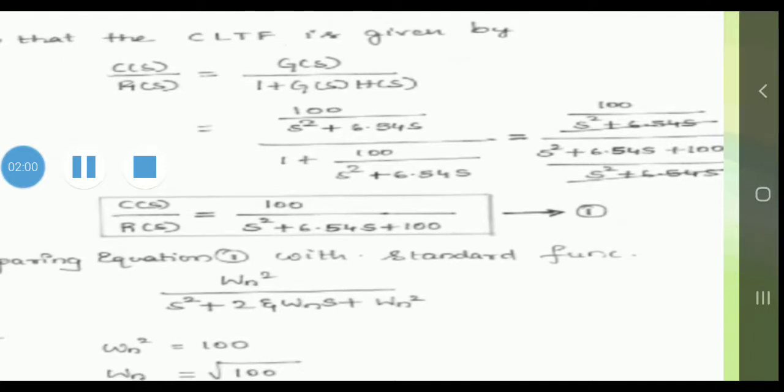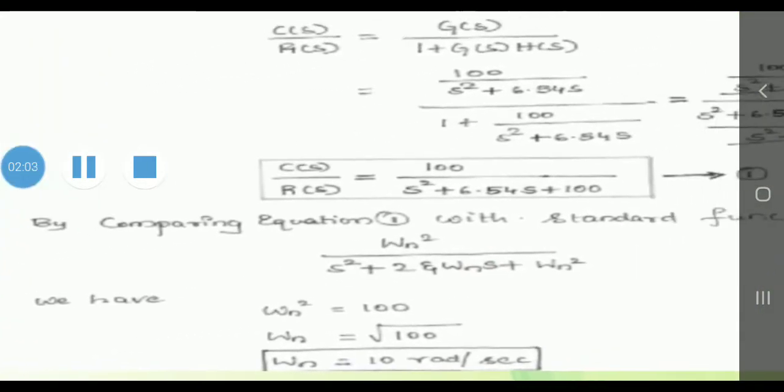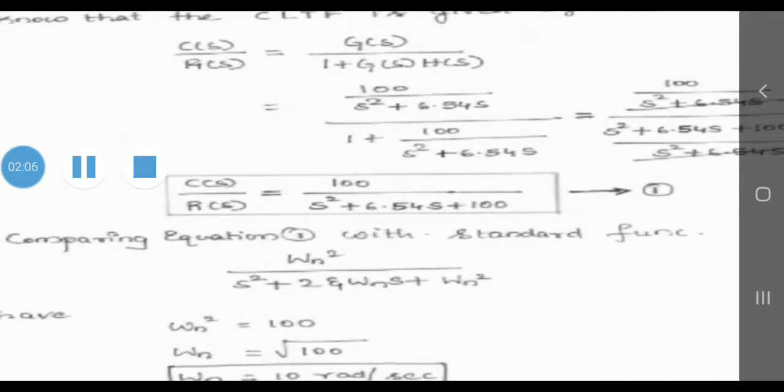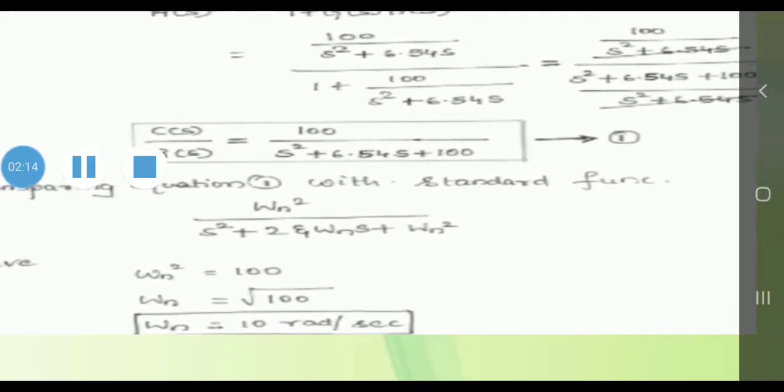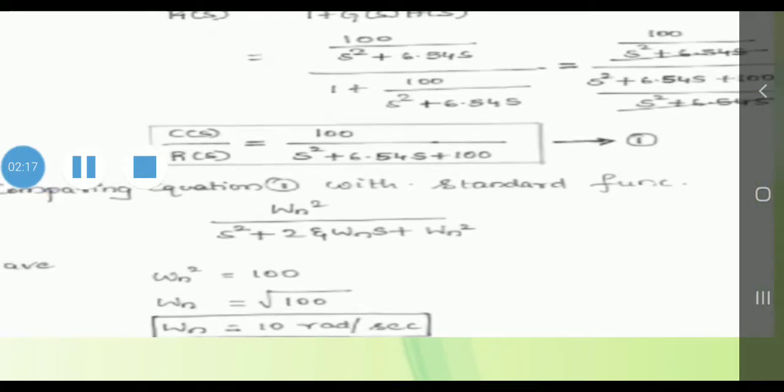So what comes out is C(s)/R(s) = 100 / (s² + 6.54s + 100). I'll take this as equation 1. Then I'll compare equation 1 with the standard function. What is the standard function? ωn² / (s² + 2ζωn s + ωn²). So when we compare, ωn² will be equal to 100, so ωn is root of 100. Due to that, ωn is 10 radians per second.